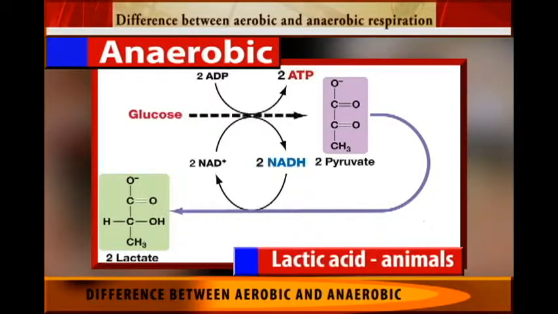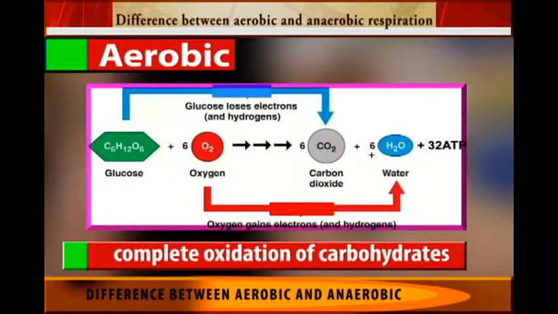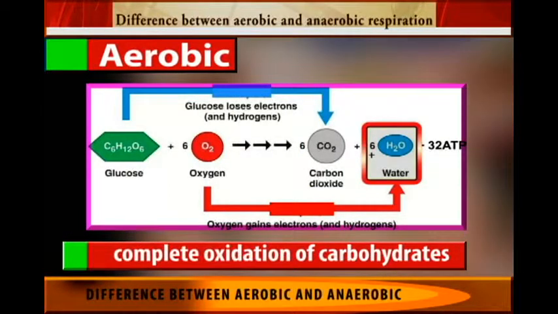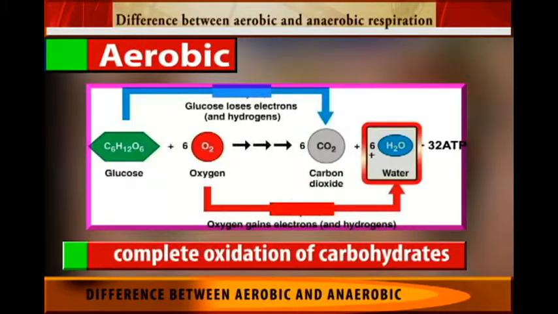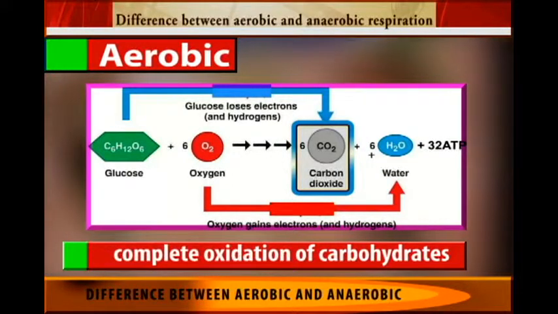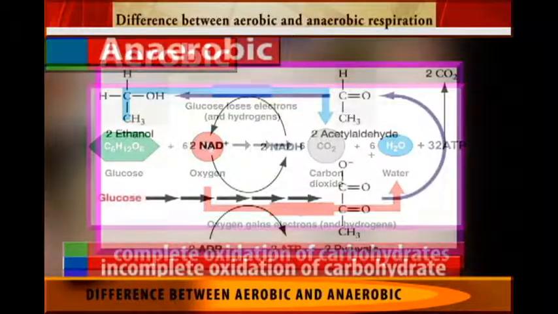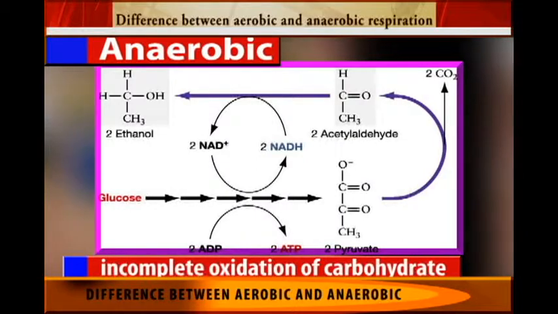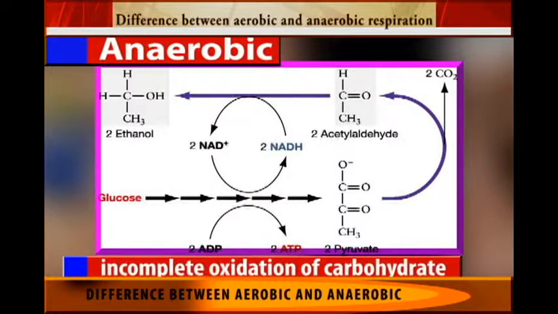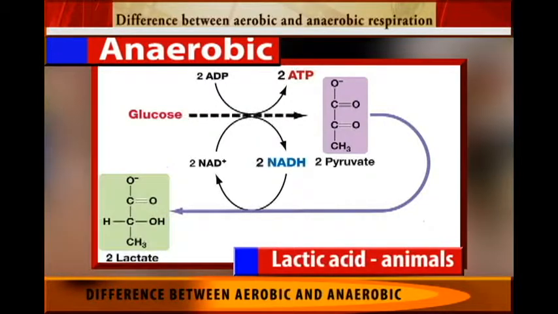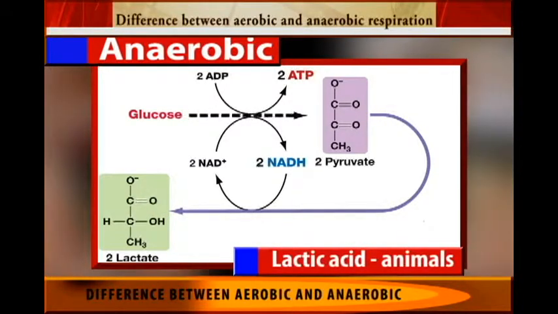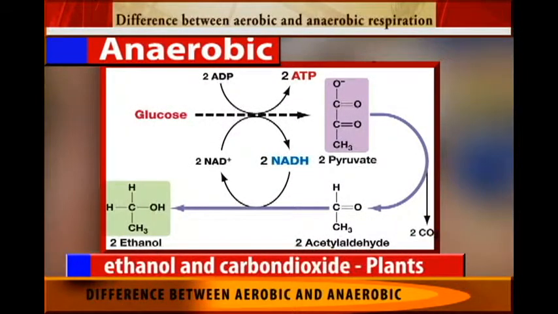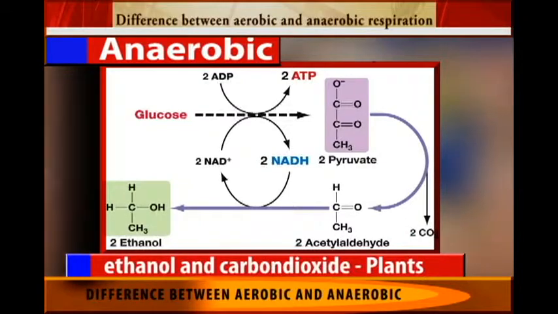Then when it comes to complete oxidation of carbohydrates to carbon dioxide and water, that is during aerobic respiration, there is a complete oxidation of carbohydrates to carbon dioxide and water, whereas in anaerobic respiration, there is incomplete oxidation of carbohydrates into intermediate compounds like lactic acid in animals and ethanol in plants. So those are the differences between aerobic and anaerobic respiration.